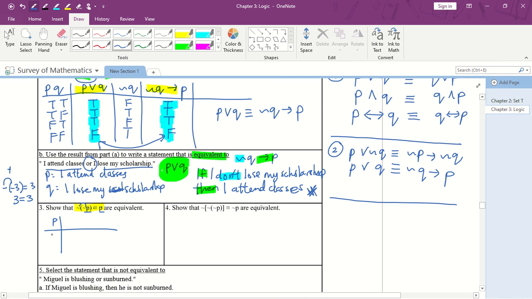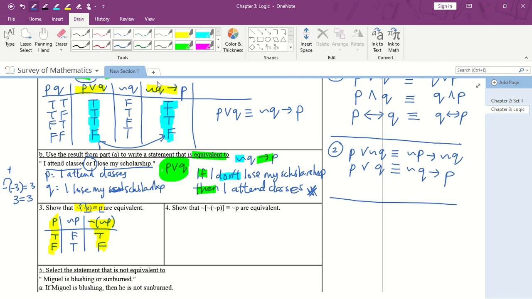And here we have true, false. And of course, we need to have a negation P. Negation P will become false, true. And according to the question, negation of negation P. So negation of negation P means that false will become true and true will become false. So you can see that P and negation of negation P have the same answer.